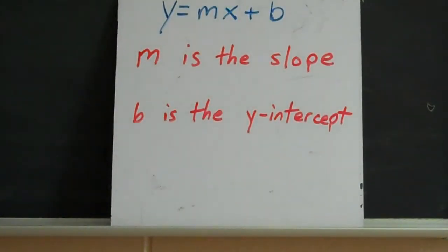Alright, in this lesson we're going to look at finding the equation of a line given the slope and another point. And the first thing that we need to remind ourselves of is the general equation of a line, which is y equals mx plus b. M is the slope and b is the y-intercept.